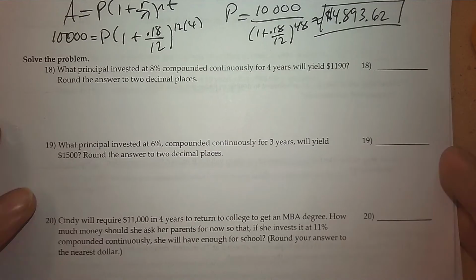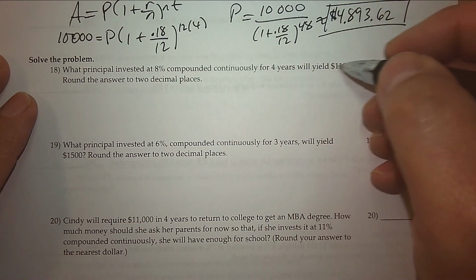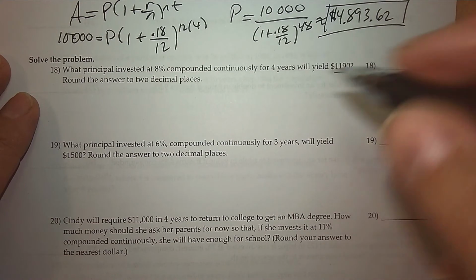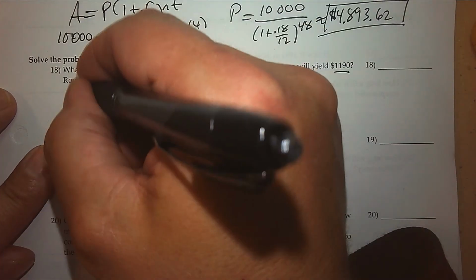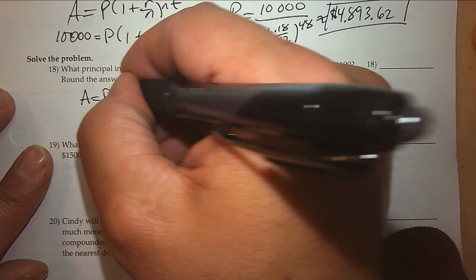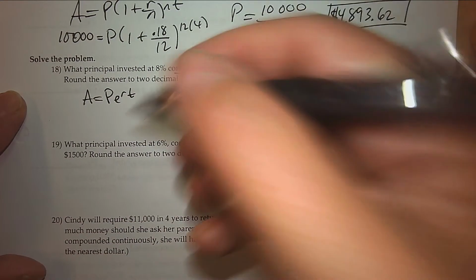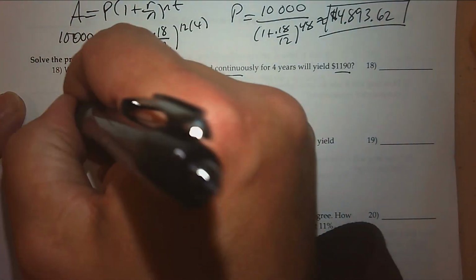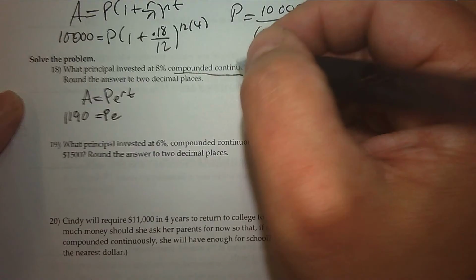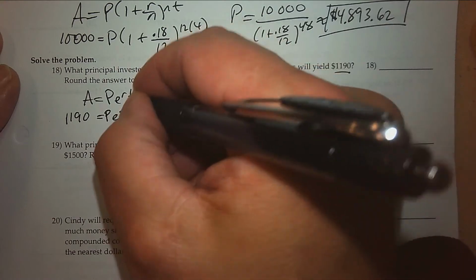Okay? So what principal invested at 8% compounded continuously for 4 years will yield that much money? And round your answer to 2 decimal places. So compounded continuously, we use the formula A equals P times E to the RT. That's PERT. We don't know what we're starting with, but the end amount's 1,190. The interest rate's 8%, as a decimal is 0.08. And then T, how many years, is 4 years.